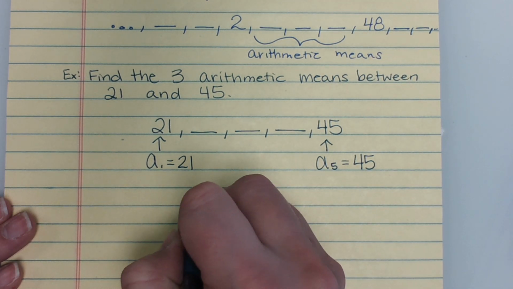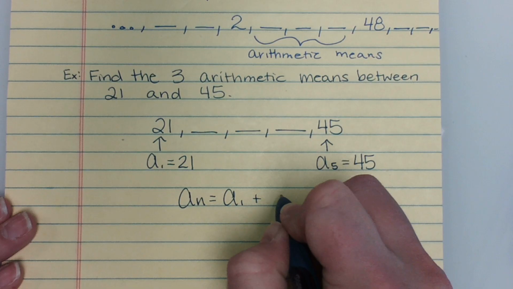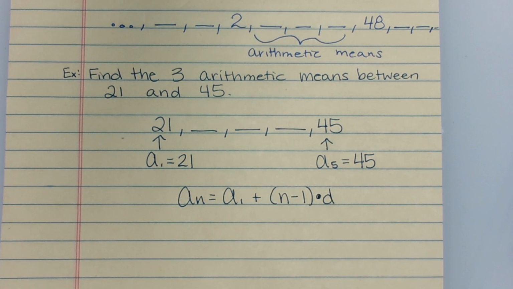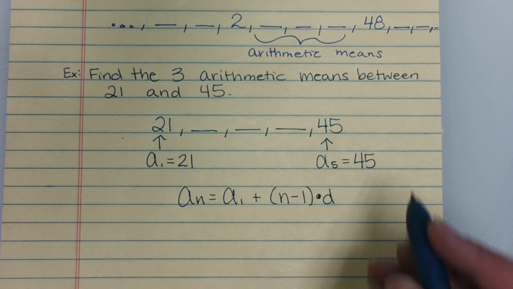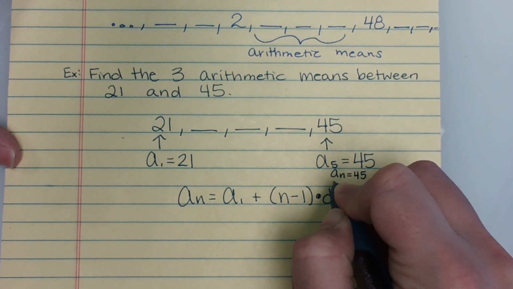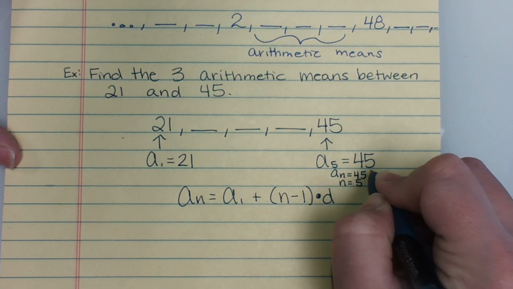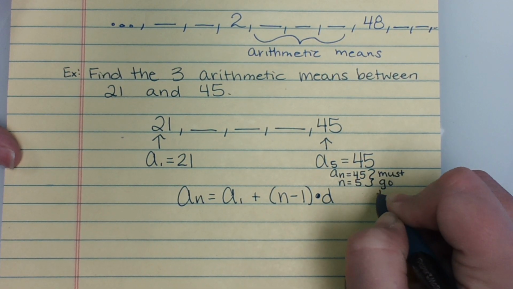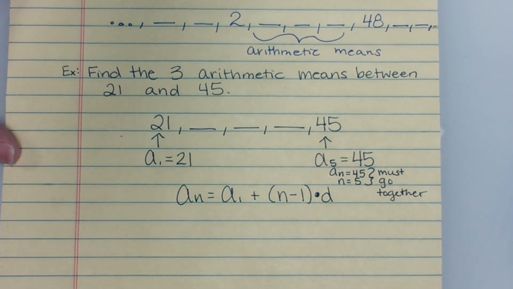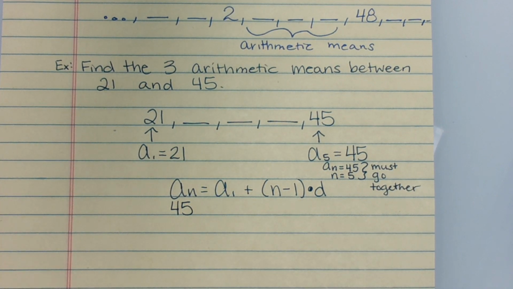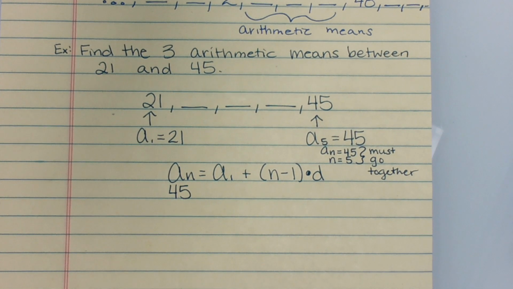my formula, a sub n equals a sub 1 plus in parentheses n minus 1 times d, I can treat my a sub 5 as my a sub n. A sub n would be the 45 when n is 5. Remember, these two things must go together when you write it this way. How'd we get n is 5? That's called a sub 5. It's the 5th term. It's that subscript.